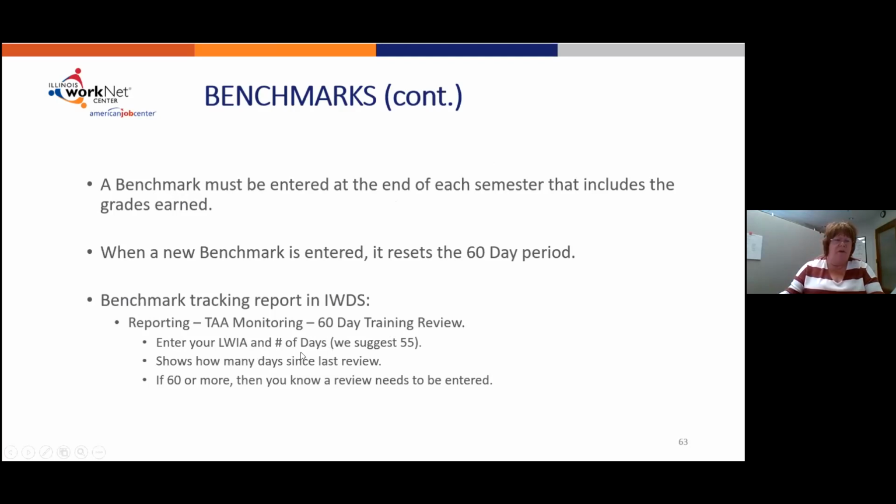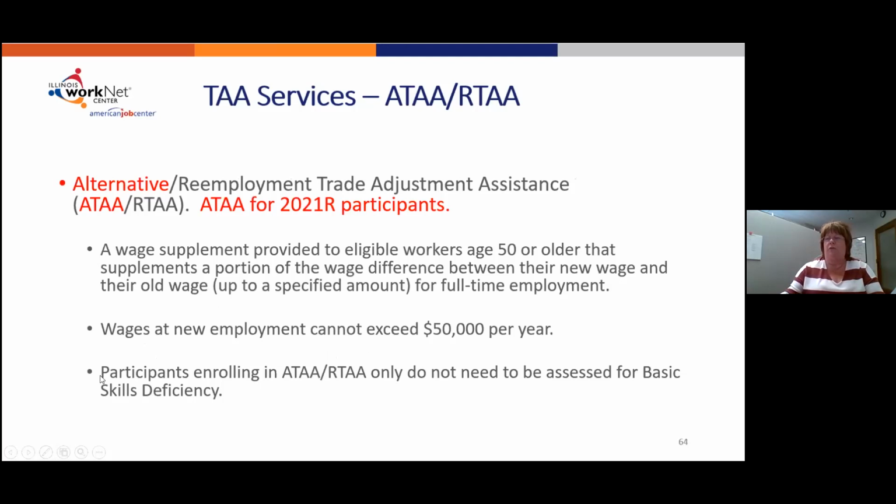You enter your OWIA and the number of days. We suggest 55, and it'll show how many days it has been since the last review. If it's 60 or more, then you need to do a review. Generally, Susan sometimes sends out reminders, like, hey, you're overdue on a 60-day review. So we try to remind you, but you can do this yourself. You don't have to wait on a reminder, but please do your best to keep up on these. They need to be completed within those 60 days.